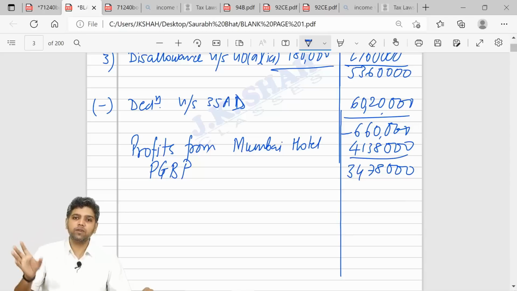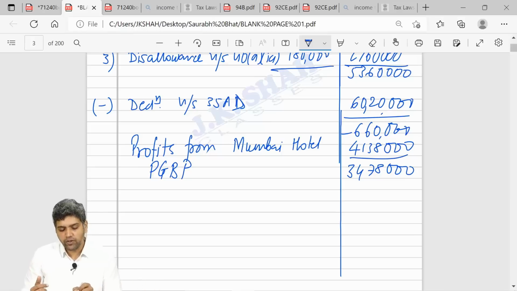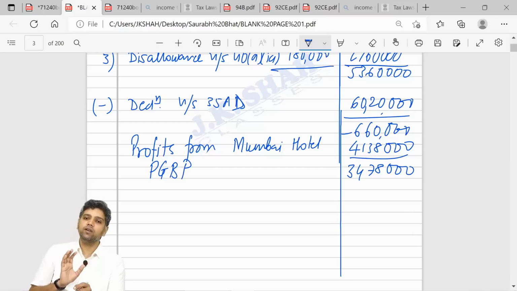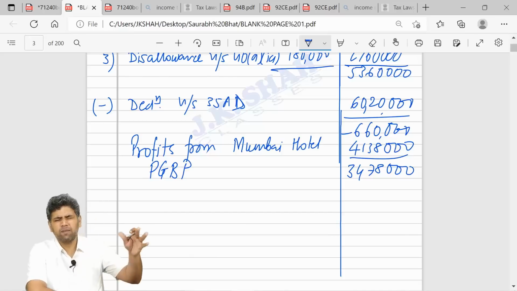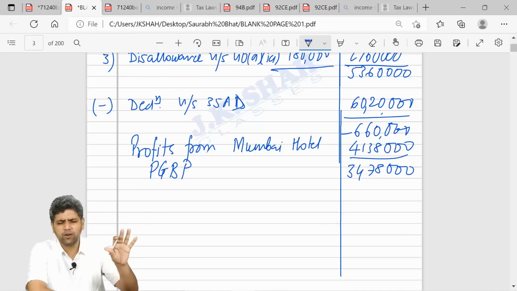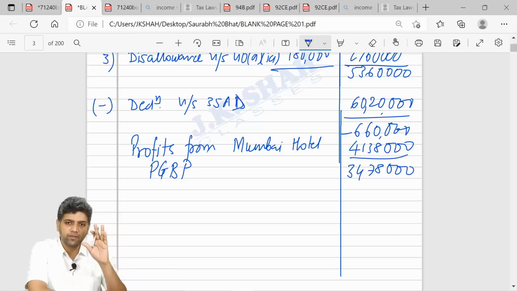Suppose it was some other business like maybe trading in tires. Now that's not a specified business, in which case that 41,38,000 would be taxed separately and 6,60,000 would be carried forward to the future years. Here, because the other business also happens to be a specified business, doesn't matter whether you have availed 35 AD on that or not, because it was started 15 years back. So you may not have availed 35 AD on that, doesn't matter. But so long as it's a specified business, you can set off the losses of specified business against such profits.